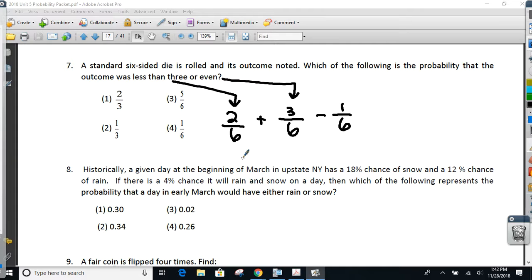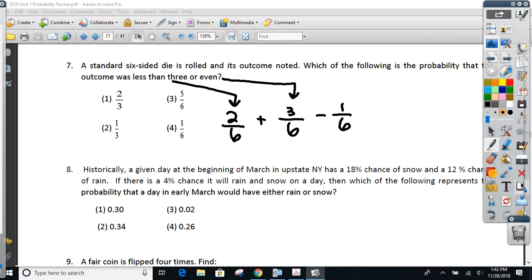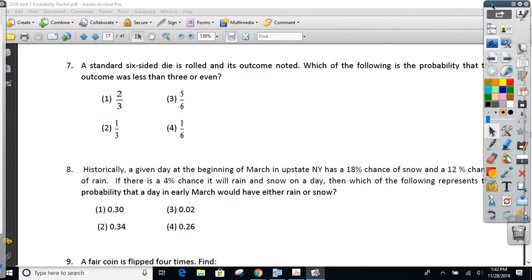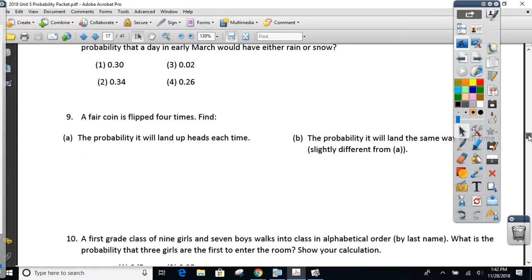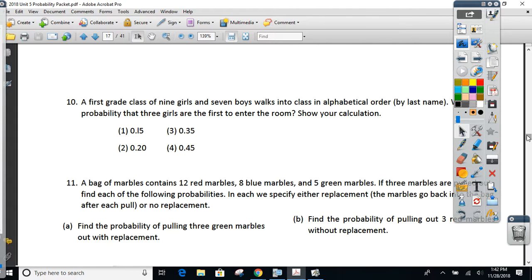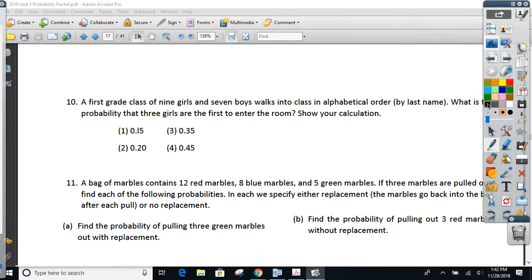Anything else? Now we're getting fired up for this quiz, huh? I got to get to today's stuff too that's on there. I'll keep going here. Ready?